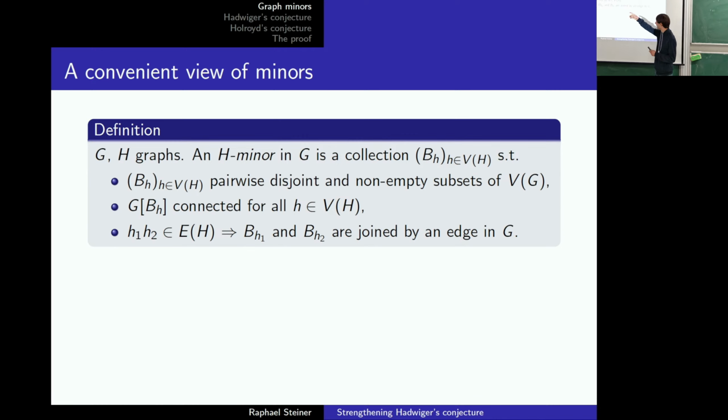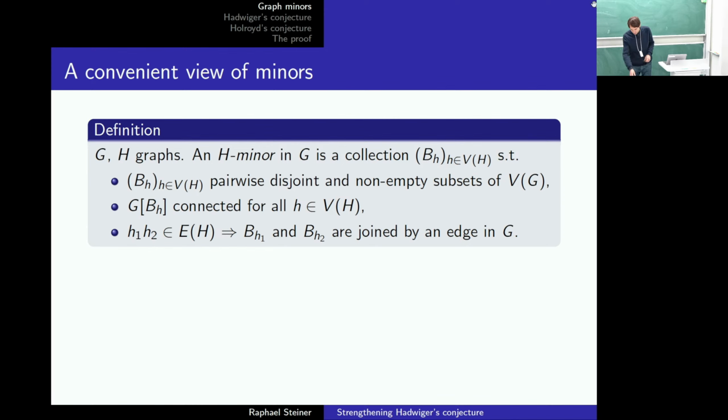So you have graphs G and H, and then I define an H minor in the graph G to be a collection of subsets of the vertices of G, which are labeled by the vertices of H. So for every vertex in H, you have one subset of G, and these should be pairwise disjoint and non-empty and induce connected subgraphs of G. And in addition, if I have two adjacent vertices in H, then these branch sets, that's what we call these sets, should be connected by at least one edge in G.